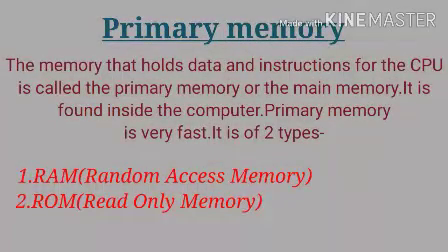Now let's see what is primary memory. The memory that holds data and instructions for the CPU is called the primary memory or the main memory. It stores the data and instructions while the computer is working, means the data stored in this memory gets erased as we turn off the computer. It is found inside the computer. Primary memory is very fast and it can be of two types. First one is RAM. RAM stands for random access memory and next one is ROM, that is read-only memory.